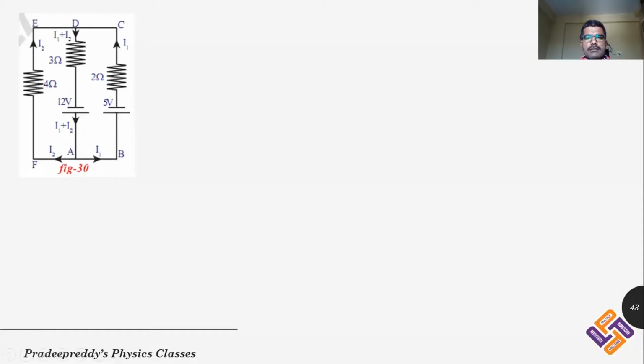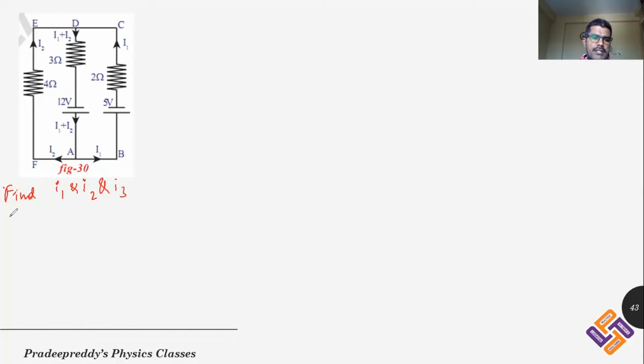Coming to this question, it is also similar to the previous problem which we have solved, but in this we have values for two batteries. One is 5 volt and the other one is 12 volt, and we have values for resistors also, 2 ohm, 3 ohm and 4 ohm. From this you should find the unknown currents in the circuit. Find I1 and I2 and also I3.